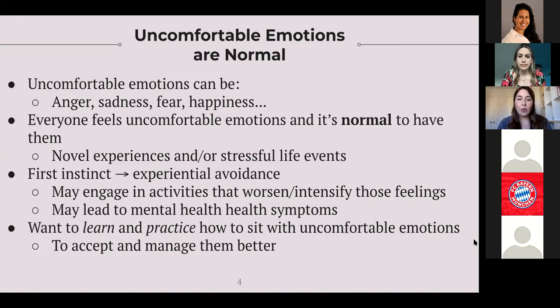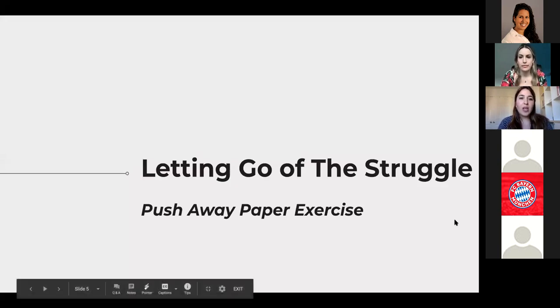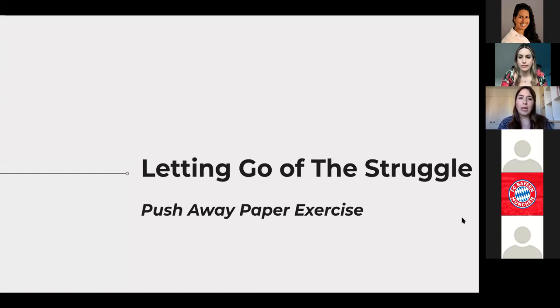And so these techniques that we'll be introducing to you today come from two different modalities. The first one is called ACT, so acceptance and commitment therapy, and the next one is called dialectical behavioral therapy, also known as DBT. So we're going to go to the next slide, and we're going to look at letting go of the struggle. So first and foremost, we want to explore from the ACT modality one of the ways to drop that struggle, dropping that struggle with that difficult emotion.